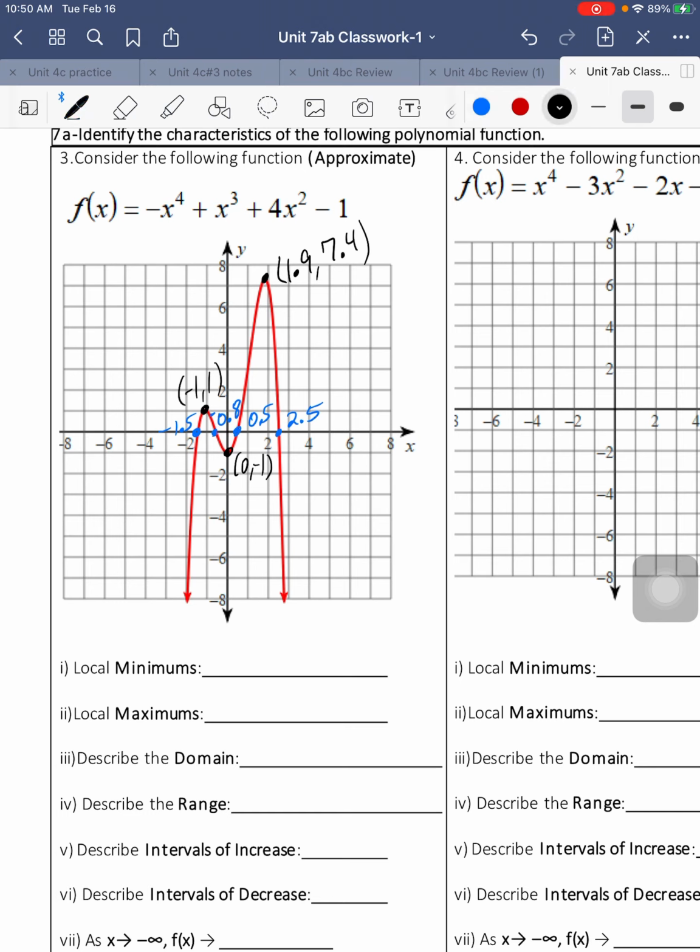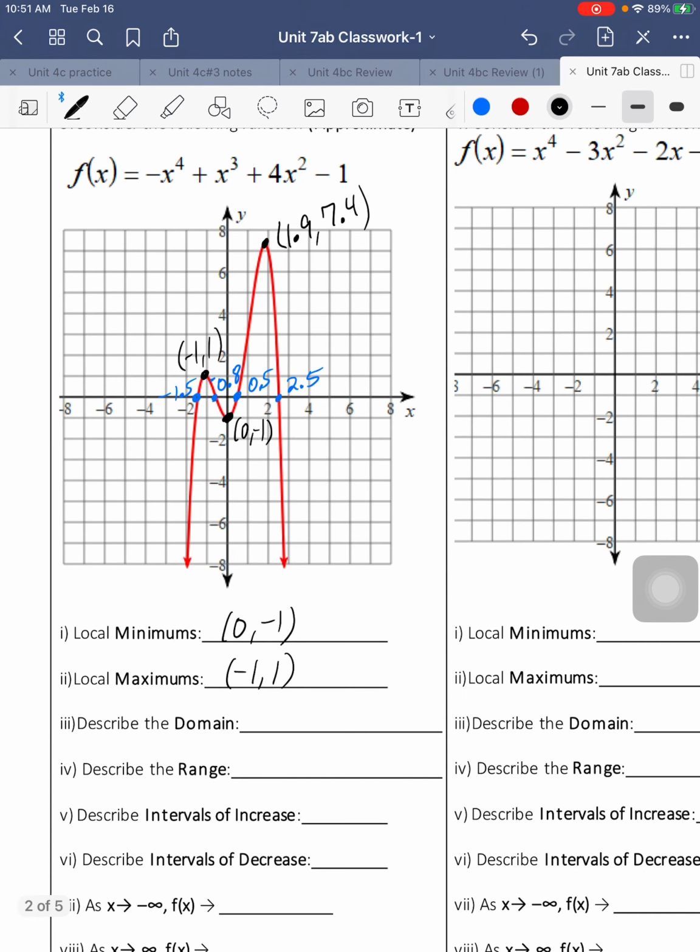So local minimum is (0, -1). It's a local minimum. Within the graph, there's a little low point. Maximum, there's a little high point at (-1, 1). Domain: how far left to how far right does the graph go? It goes to the left forever, and as you follow the graph, it'll continue to the right forever. So that will go from negative infinity to infinity. Anytime there's a continuous graph from left to right, the domain will always be negative infinity to infinity.